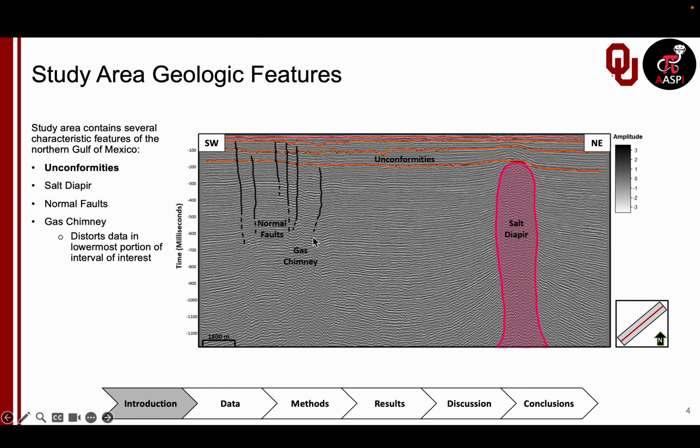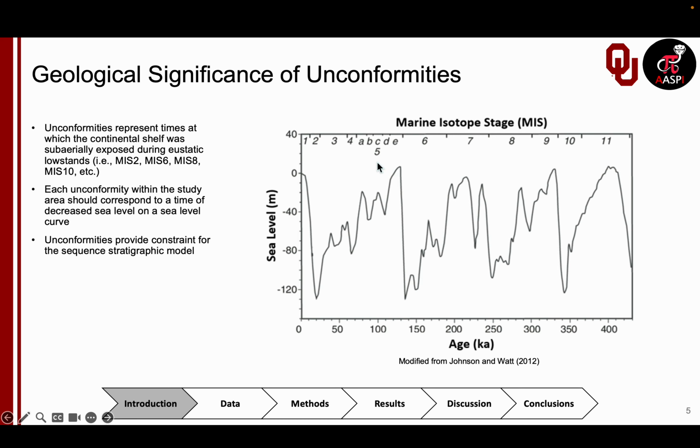This gas chimney does cause some distortion in the data, particularly in the lowermost portion of the interval of interest, and I will show you the effects of that in a little bit. But for now, I want to talk about these unconformities up here and why they are important.